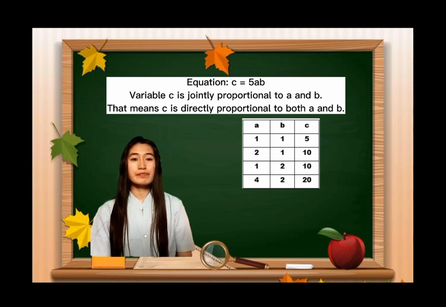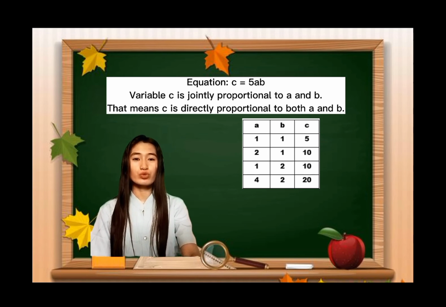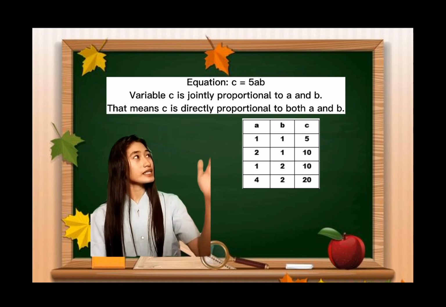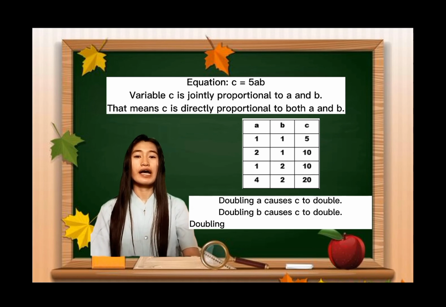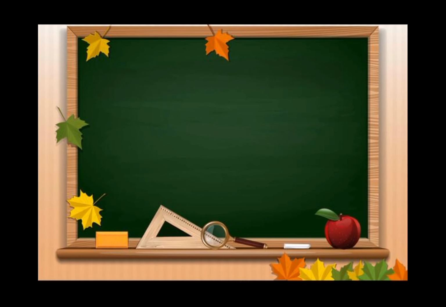Table ABC. A is 1, 2, 1, 4, while B is 1, 1, 2, 2, while C is 5, 10, 10, and 20. In this table, doubling A causes C to double. Doubling B causes C to double. Doubling both A and B causes C to quadruple.